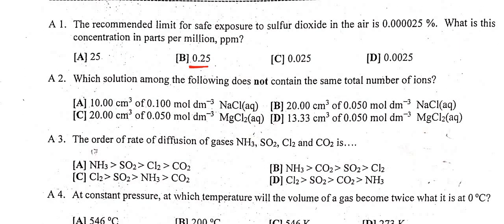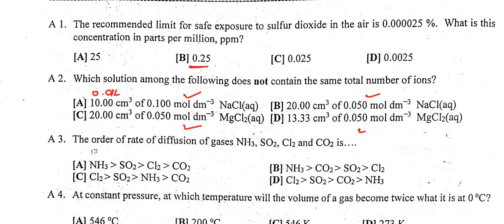Then look at number 2. Which solution among the following does not contain the same total number of ions? So the first thing that we're going to consider is the volumes that are given, right? So change all the volumes into liters or decimeter cubed. And when you do that, you're simply going to have your volume, like here, to be 0.01 liters or decimeter cubed. Then get the moles for each.